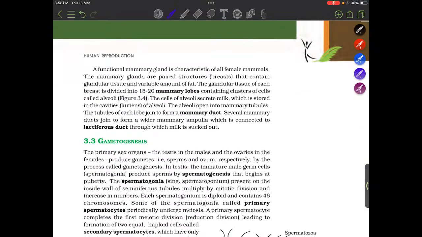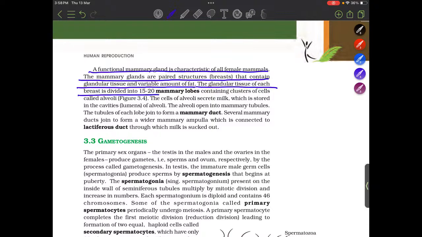The presence of functional mammary glands is characteristic of all female mammals. The mammary glands are paired structures, the breasts, that contain glandular tissue and a variable amount of fat. The glandular tissue of each breast is divided into 15 to 20 mammary lobes containing clusters of cells called alveoli. The cells of the alveoli secrete milk, which is stored in the cavities, or lumens, of the alveoli.